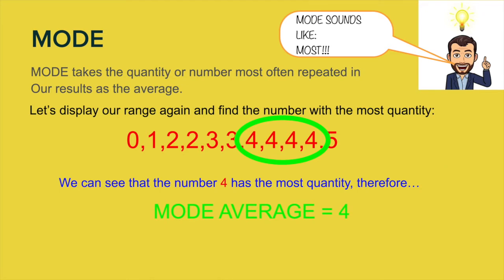However, what if two numbers share the same quantity? So maybe, imagine if those 4s weren't there. Well, the 2s and the 3s both have 2. So what does that mean for the mode? Well, let's have a look at some other types of mode. Sometimes there is no mode at all. So sometimes our data doesn't have a mode.